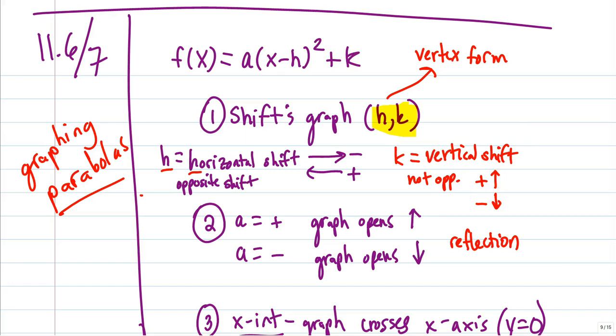We know more than just the vertex from this form. The A tells us about the graph. If the A is positive, then the graph opens upward. So that's what that A value does. If the A is negative, it makes the graph open downward. So this would be like a parabola opening upward, and this would be a parabola opening downward. The word we use for that is it creates a reflection.